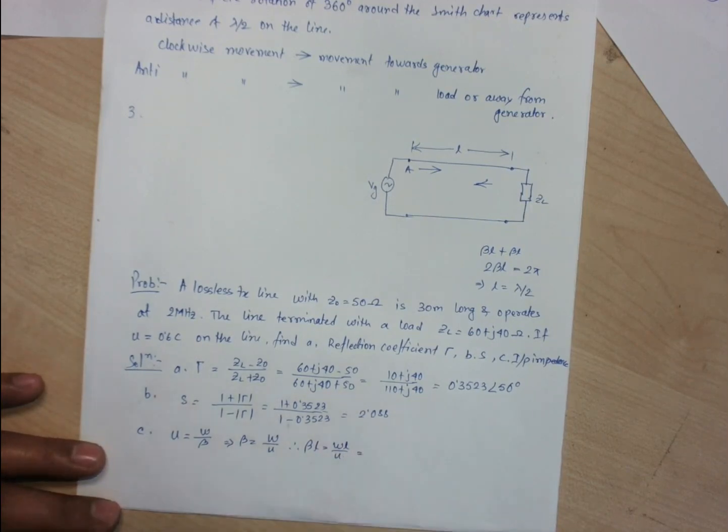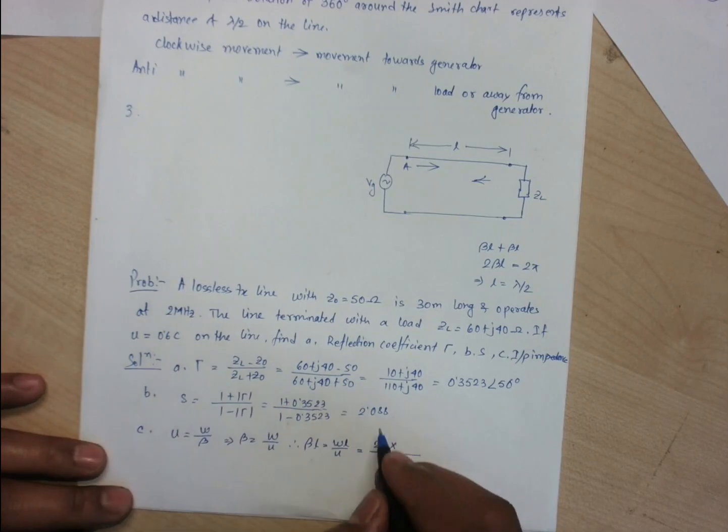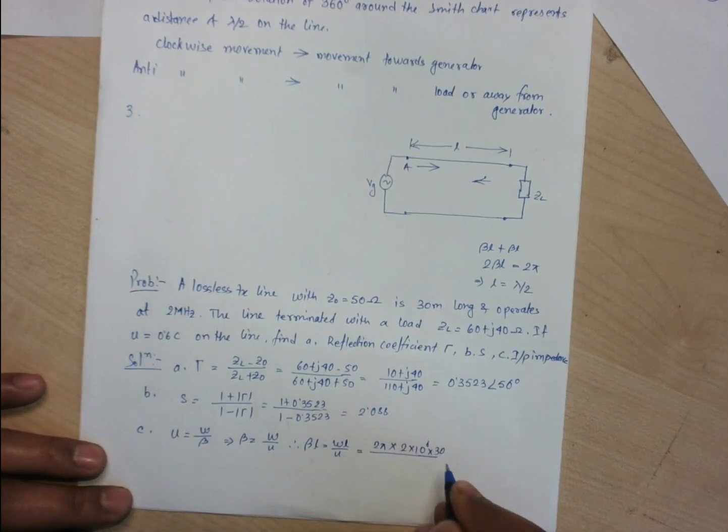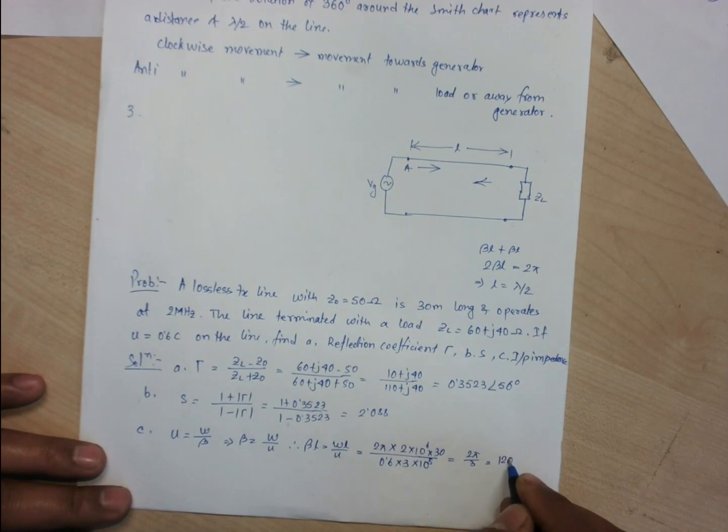So L we know it is 30 meter. Omega is how much? Twice pi f, where f is 2 megahertz. So 2 into 10 to the power 6 into 30 by u, which is 0.6 c, that is 3 into 10 to the power 8. So it comes out as twice pi by 3, which is 120 degree.